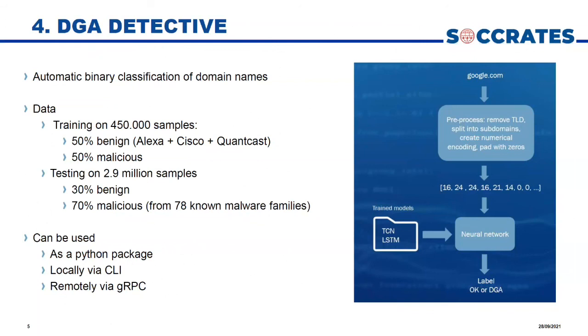And then once this numerical encoding has been done, it's fed to the pre-trained neural networks, which are waiting in a repository somewhere. And then the label comes out, and it can be either benign or DGA. And this whole blue diagram, the software behind it, you can use as a Python package. You can use it locally through a command line interface, and you can also employ it remotely to classify in parallel different data coming from different servers. I'll show you this in a minute in the demo.